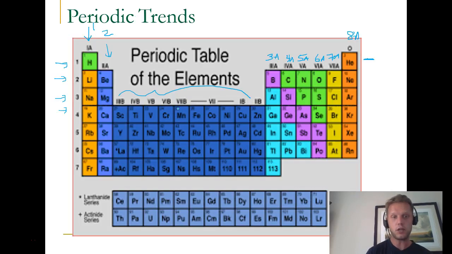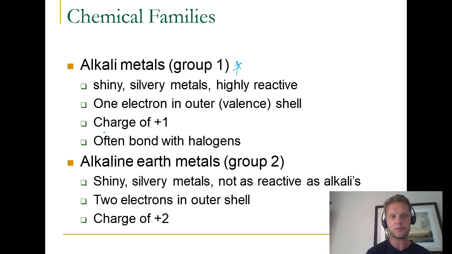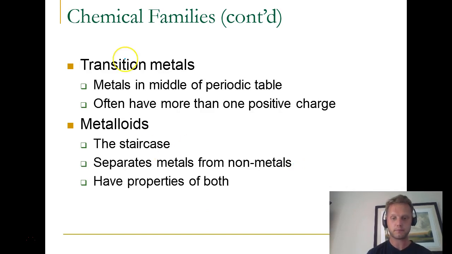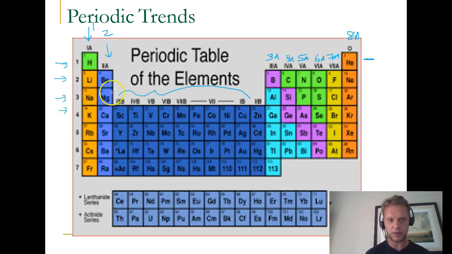In group 2, right here, we have the alkaline earth metals. If you look on your periodic table, you see that it's actually labeled as such, alkaline earth metal. They have 2 electrons in their outer shell. We call these valence electrons again, and we'll learn what that means, and they have a charge of 2+. In the middle of the periodic table, the guys I said don't worry about, these guys are known as the transition metals. Okay?